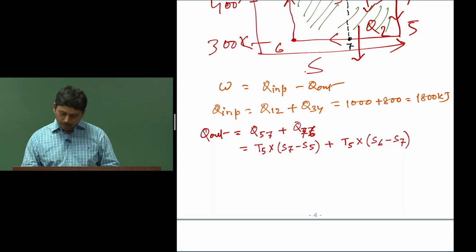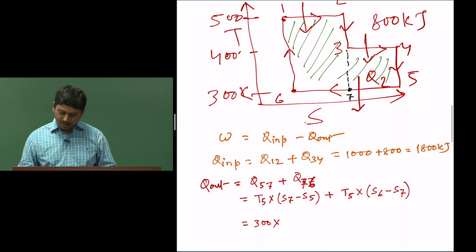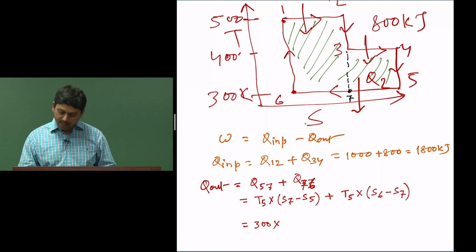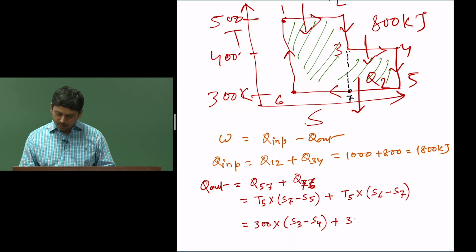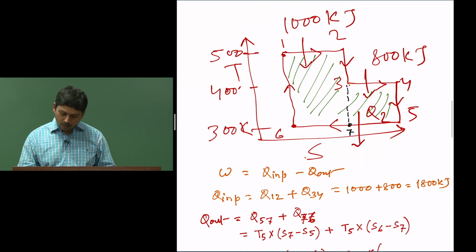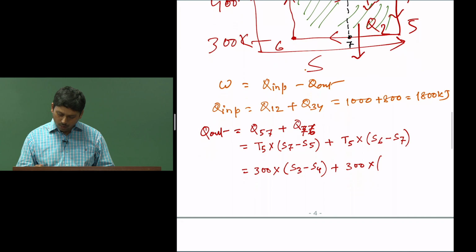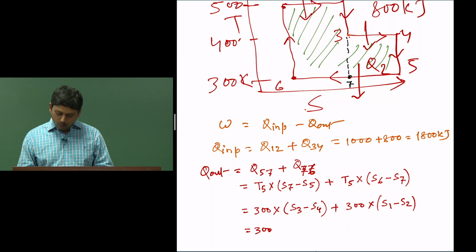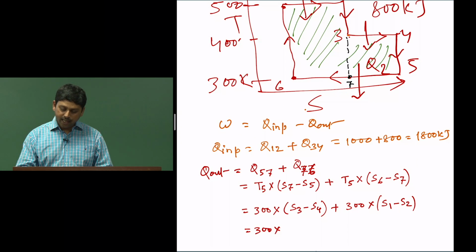Okay. So, we know the temperature T 5, which is 300. What is S 7 minus S 5? If you look at S 7 minus S 5, it is the same as S 3 minus S 4, because they are parallel lines, right. So, we can write that as 300 into S 3 minus S 4, plus T 5 is again 300, and now what is 6 7? 6 7 is the same as you can see 1 2, so it will be S 1 minus S 2. So, 300 into S 3 minus S 4. How do we get S 3 minus S 4?